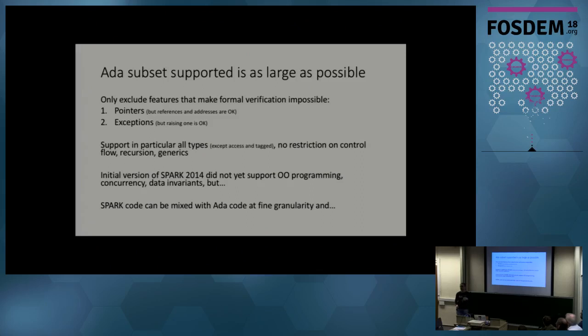Generics. There was an attempt at supporting generics in the previous version of Spark, which was quite limited because the attempt was to check generics once and for all. We wanted to allow any generics that the Ada language would allow, so we opted for something much simpler, which is to analyze each instance of the generic. So we support generics, but in a way that may be less principled than before, but much more permissive and allows more code to be analyzed. For all these features, all types, no restriction on control flow, recursion in particular, there are good reasons why they were not supported before.